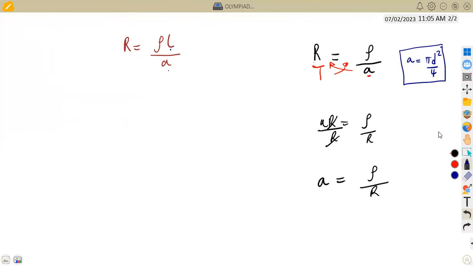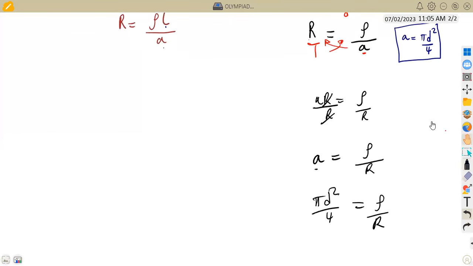Remember, what we need is to make d the subject of the formula. So we can substitute in place of area. We are going to substitute pi d squared over 4, which is equal to the resistivity over the resistance. Since we want to focus on the diameter, what we need is to remove the pi over 4. In order for us to remove this, we can simply multiply it by the inverse of pi over 4, which is 4 over pi.